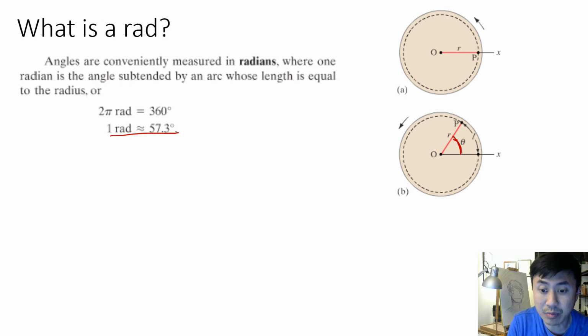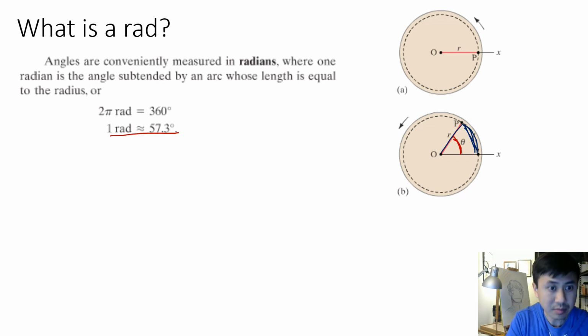And at 57.3 degrees, the radius of the circle is going to be the same length as the arc length, as this little arc there. They're going to be the same size. That makes math later on way simpler. So again, a radian is special because it's a very special angle where the radius and the arc length are going to be the same.